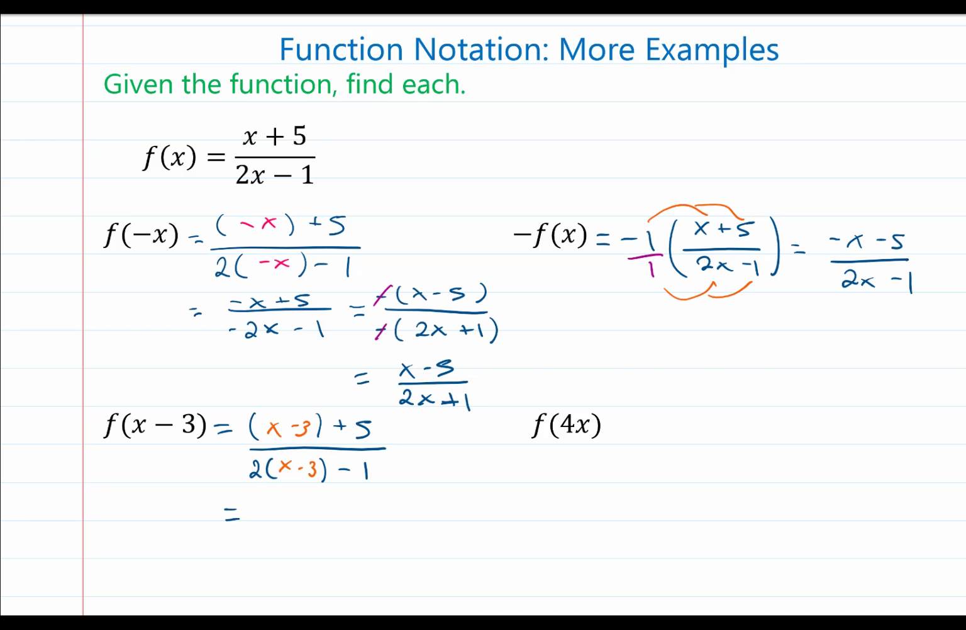So notice I have some like terms in the numerator, negative 3 and positive 5. Those simplify to be positive 2. So now I have x plus 2 in the numerator. In the denominator, however, I'm going to distribute that coefficient of 2 to everything inside the parentheses. So I get 2x minus 6 and then minus 1. Simplifying again, I see I have like terms in the denominator of negative 6 and negative 1, and so my final answer is x plus 2 over 2x minus 7.